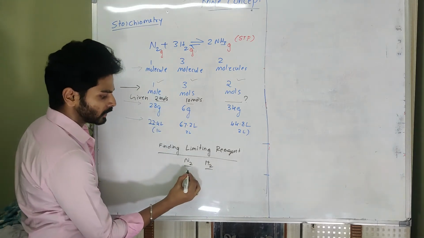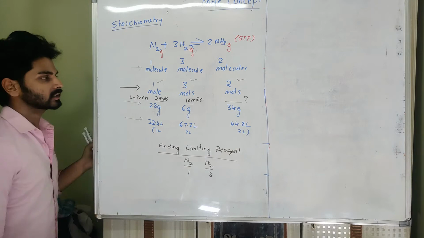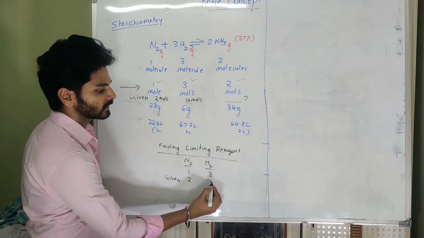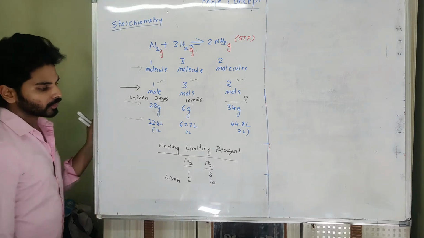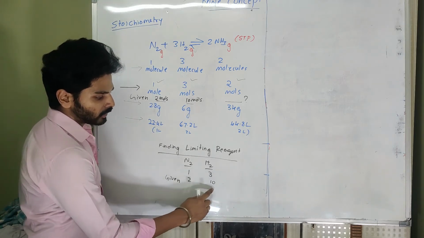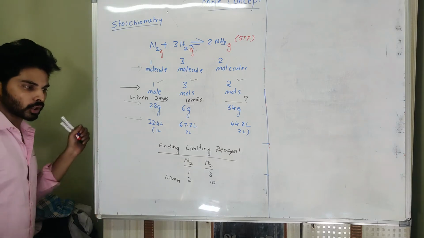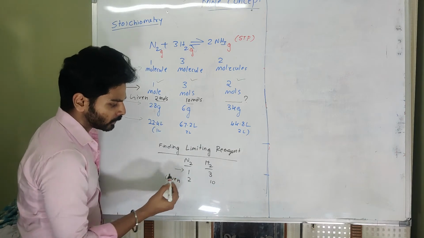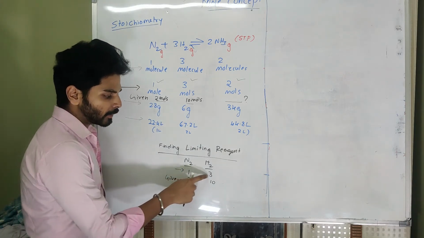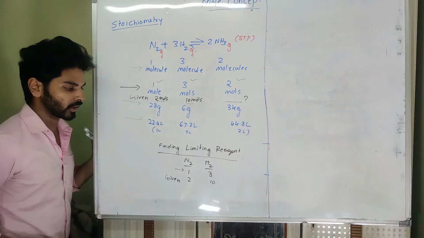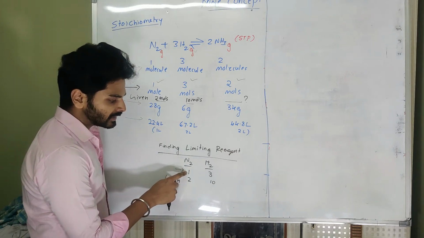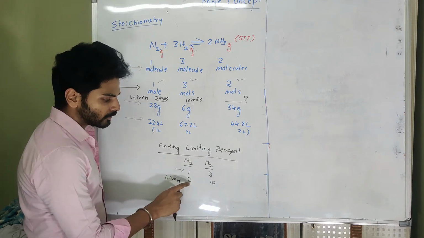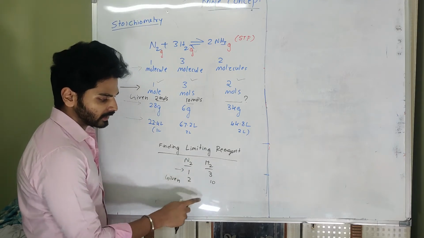And from the stoichiometric ratio, we know 1 mole needs 3 moles of hydrogen. What is given to us is 2 moles and 10 moles. Now we have to find out whether 2 and 10 are given in stoichiometric ratio or not. For that purpose, look at the minimum number. So 1 and 3, the least number is 1. 1 mole of nitrogen needs thrice the amount of hydrogen. So 2 moles of nitrogen definitely needs thrice of that, 2 into 3 is 6 moles.